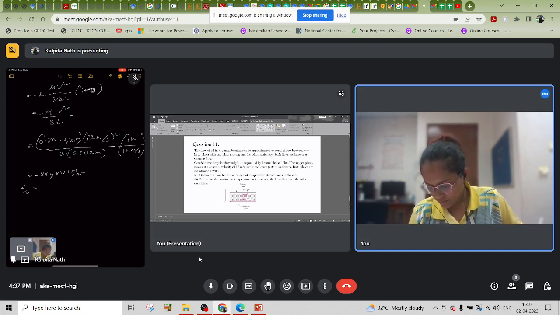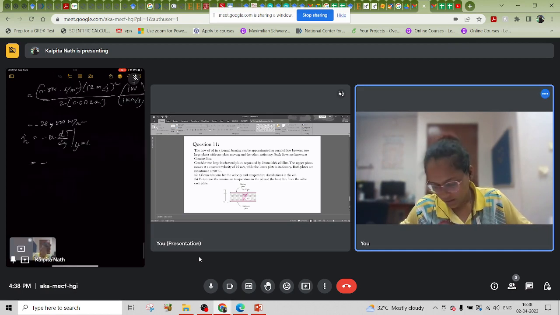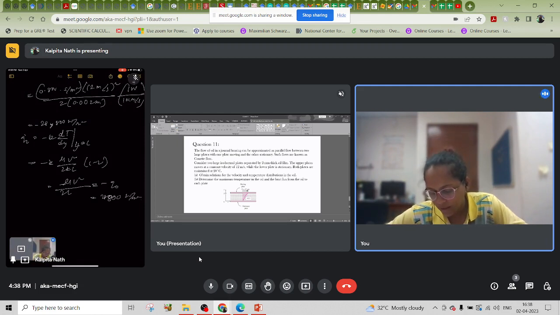So heat flux at 0 is this. At L it will be minus k dT/dy at y equal to L, which is minus k into mu v square by 2kL into (1 minus 2), which gives mu v square by 2L, equal to minus q naught, which is 28800 watt per meter square. Now the heat fluxes at the two plates are equal in magnitude but opposite in sign.